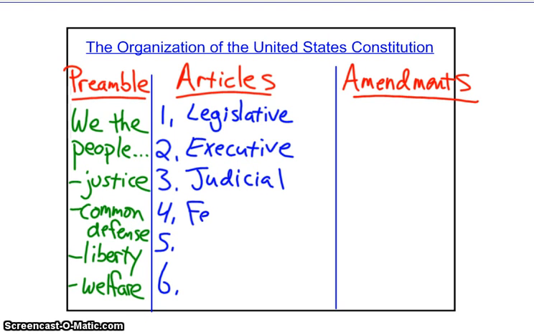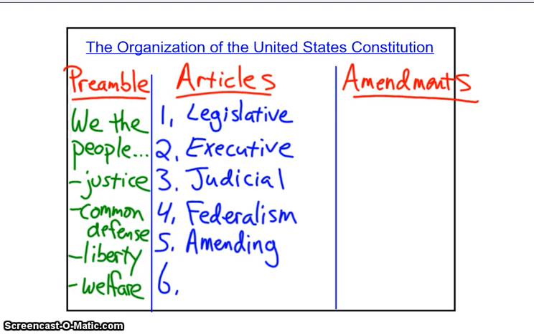Article 4 is all about federalism, how the states are part of our country and how we have a national government and a state government, that they share the powers of governing. The 5th article is all about how we can amend our Constitution. Remember, we can change it or add things. That's why we call it a living document.